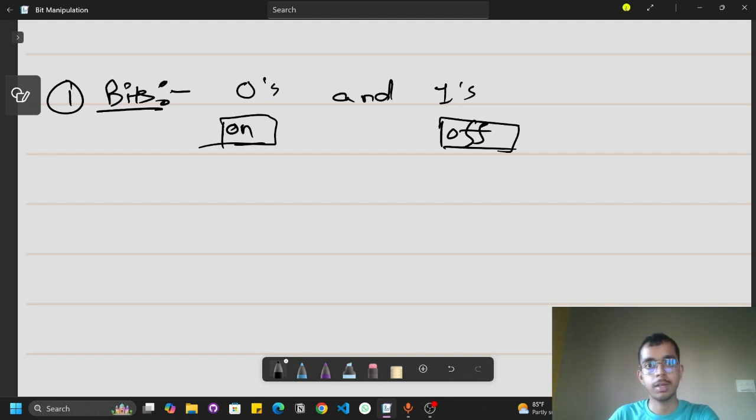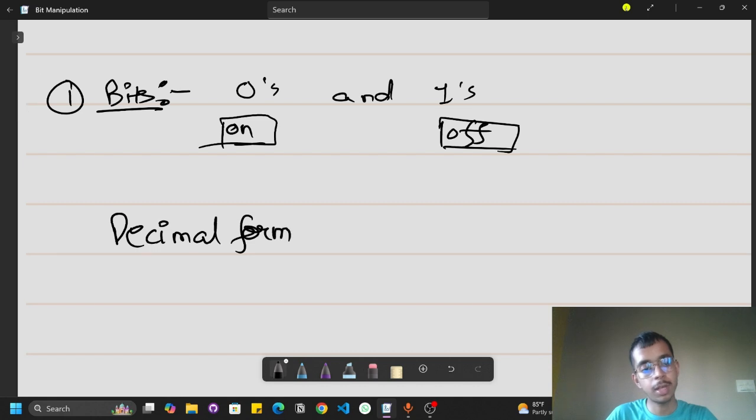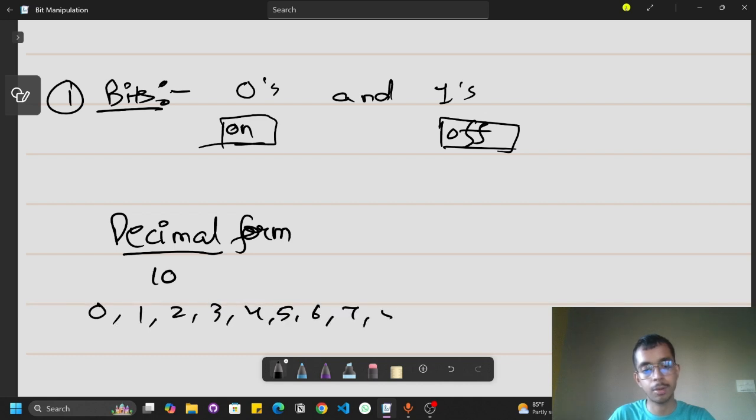In a general sense, we cover all the numbers in decimal form. What does decimal mean? It means 10, it means 10 to the power of something. Right? That's decimal. And in the decimal system, we have 10 digits, that are 0, 1, 2, 3, 4, 5, 6, 7, 8, and 9. So these are the 10 digits in the decimal system.